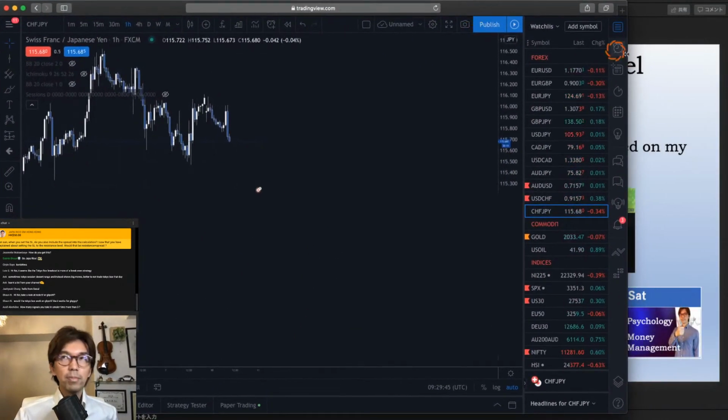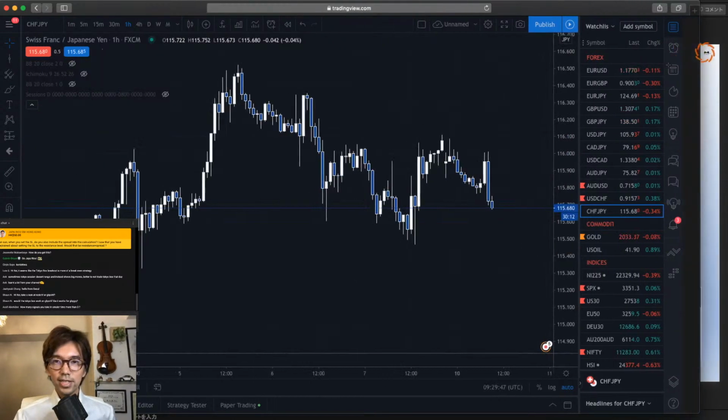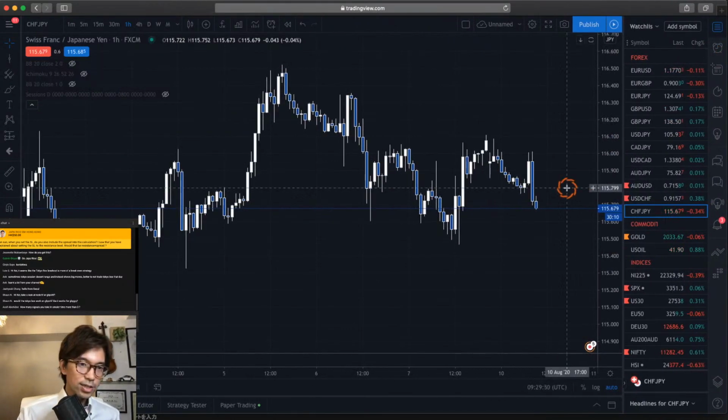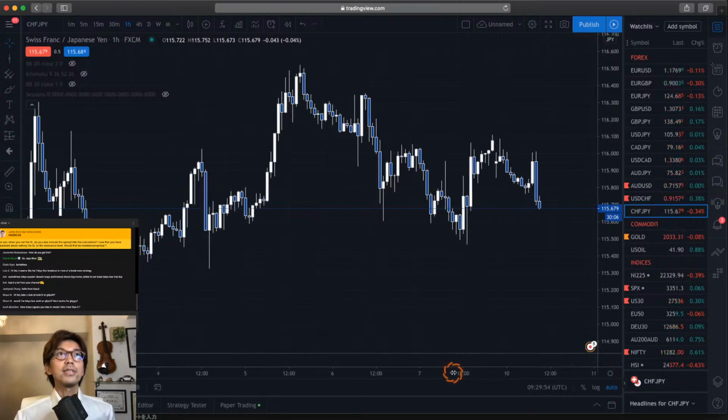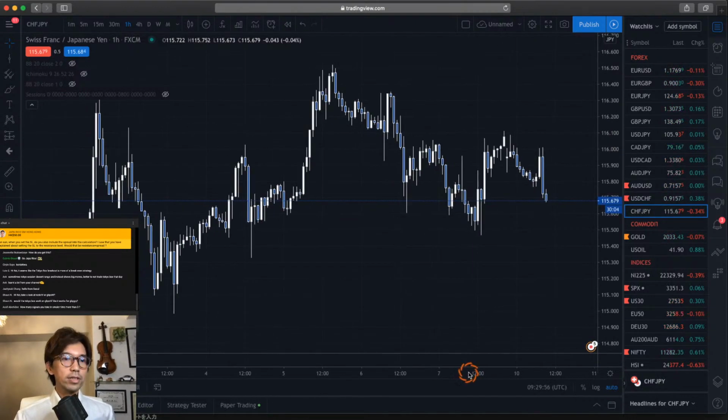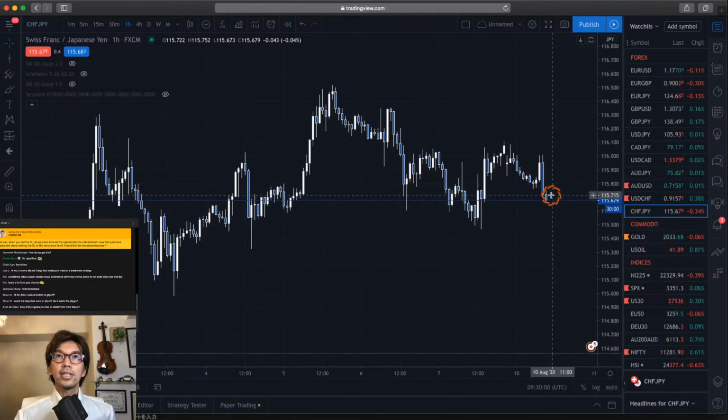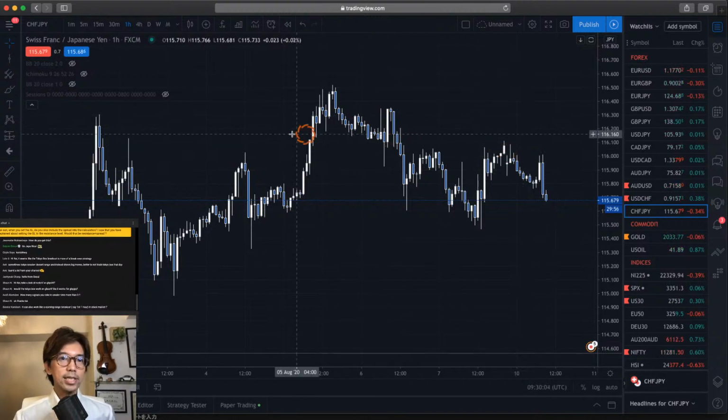Okay, and let me fit this one on this panel so that you can see the full picture. Alright, so here is a CHFJPY 1 hour chart, and this is the most recent candle right here. So it's been going up and down, and I will just put out the indicator here.